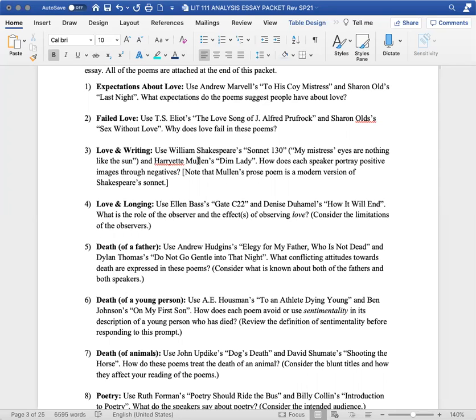That's your theme. All right. So remember, the prompt is going to be associated with that. Using Andrew Marvell's To His Coy Mistress and Sharon Olds' poem Last Night, what expectations do the poems suggest people have about love? All right.